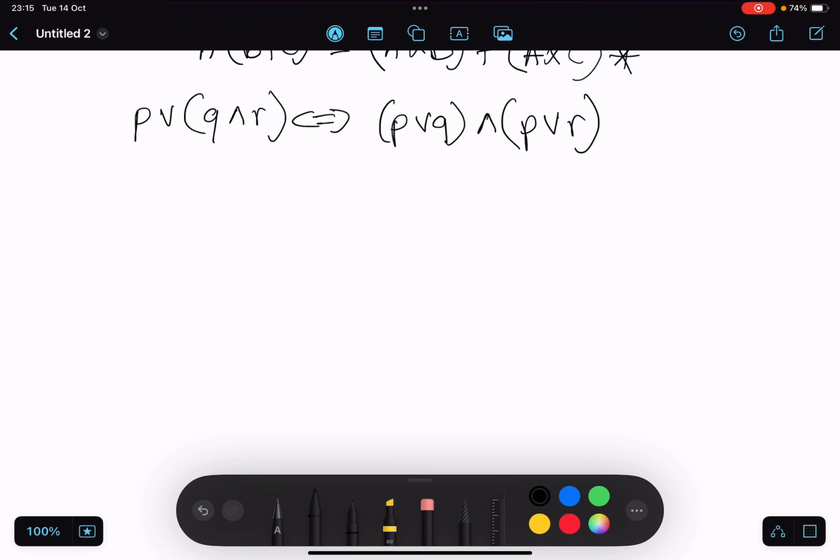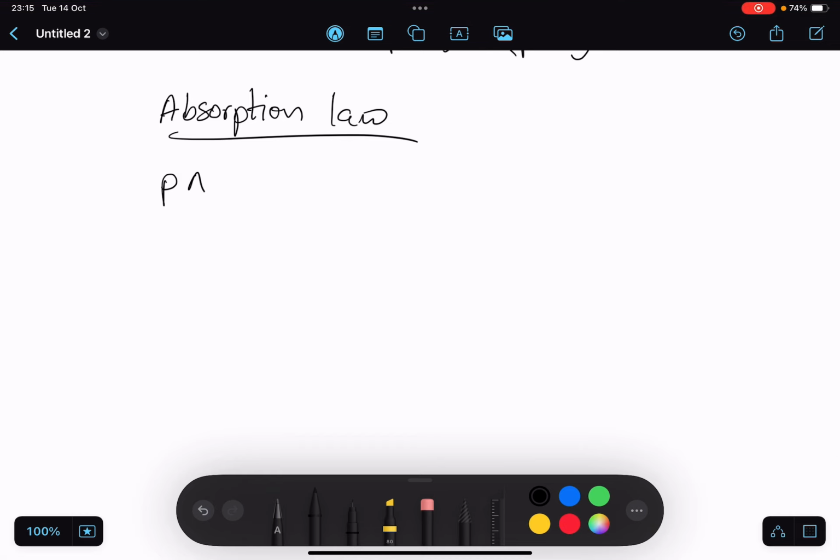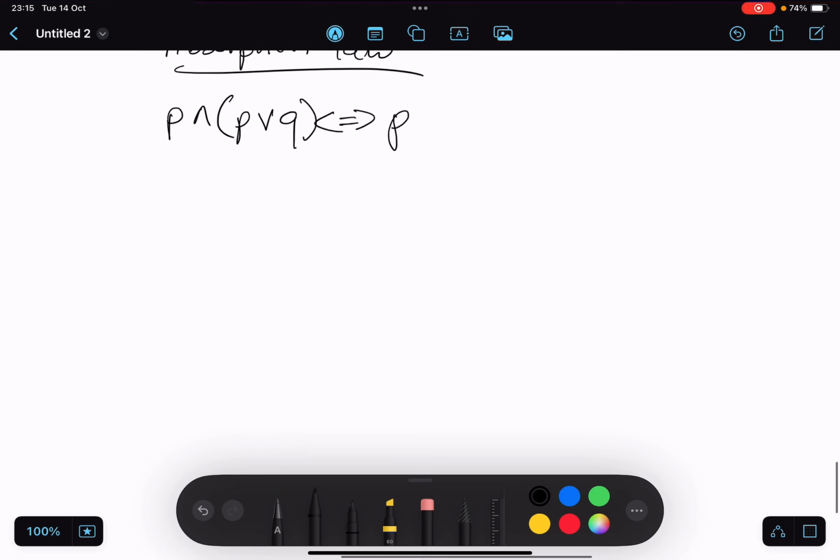We also have the absorption law, which states that P and P or Q is logically equivalent to P. And we are saying P or P and Q is logically equivalent to P.